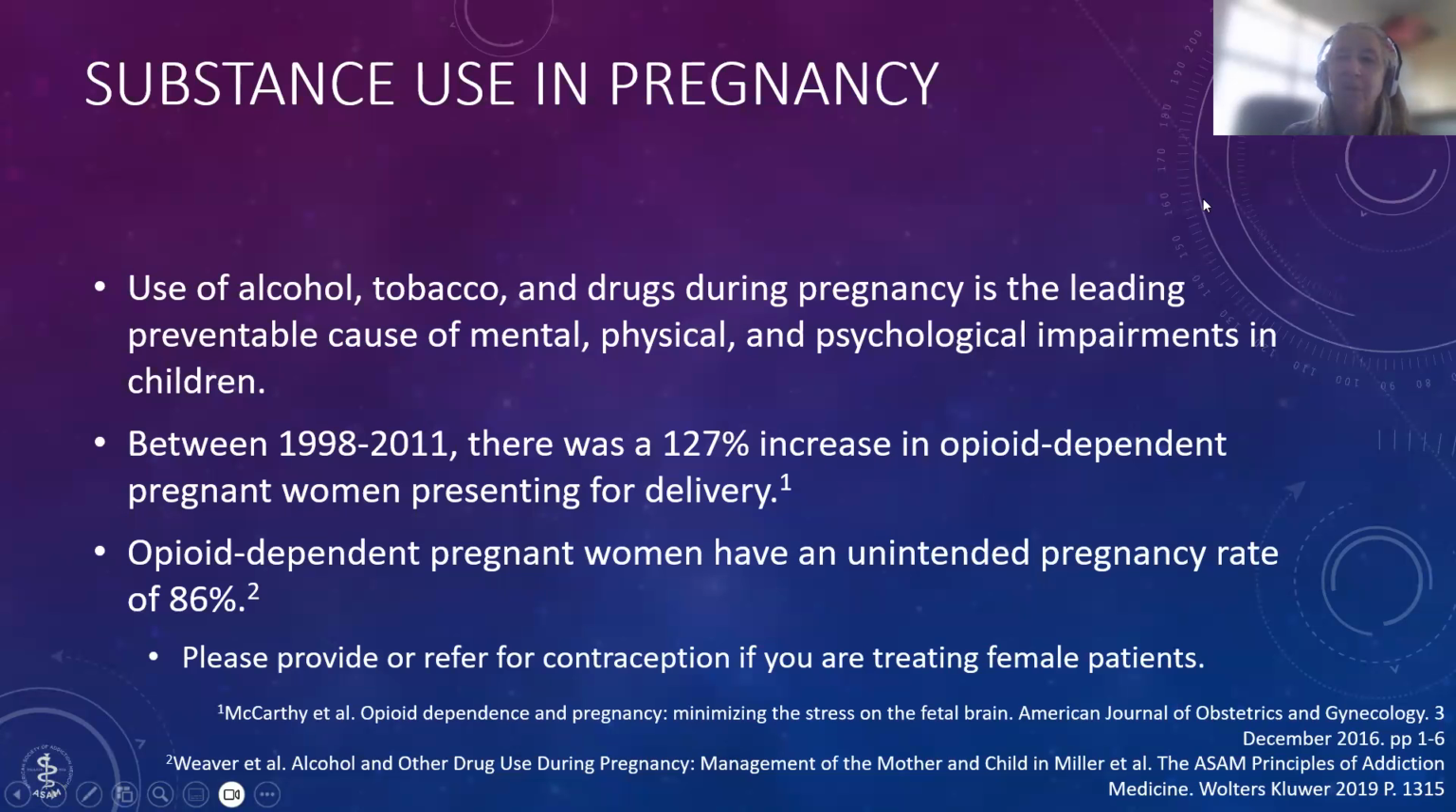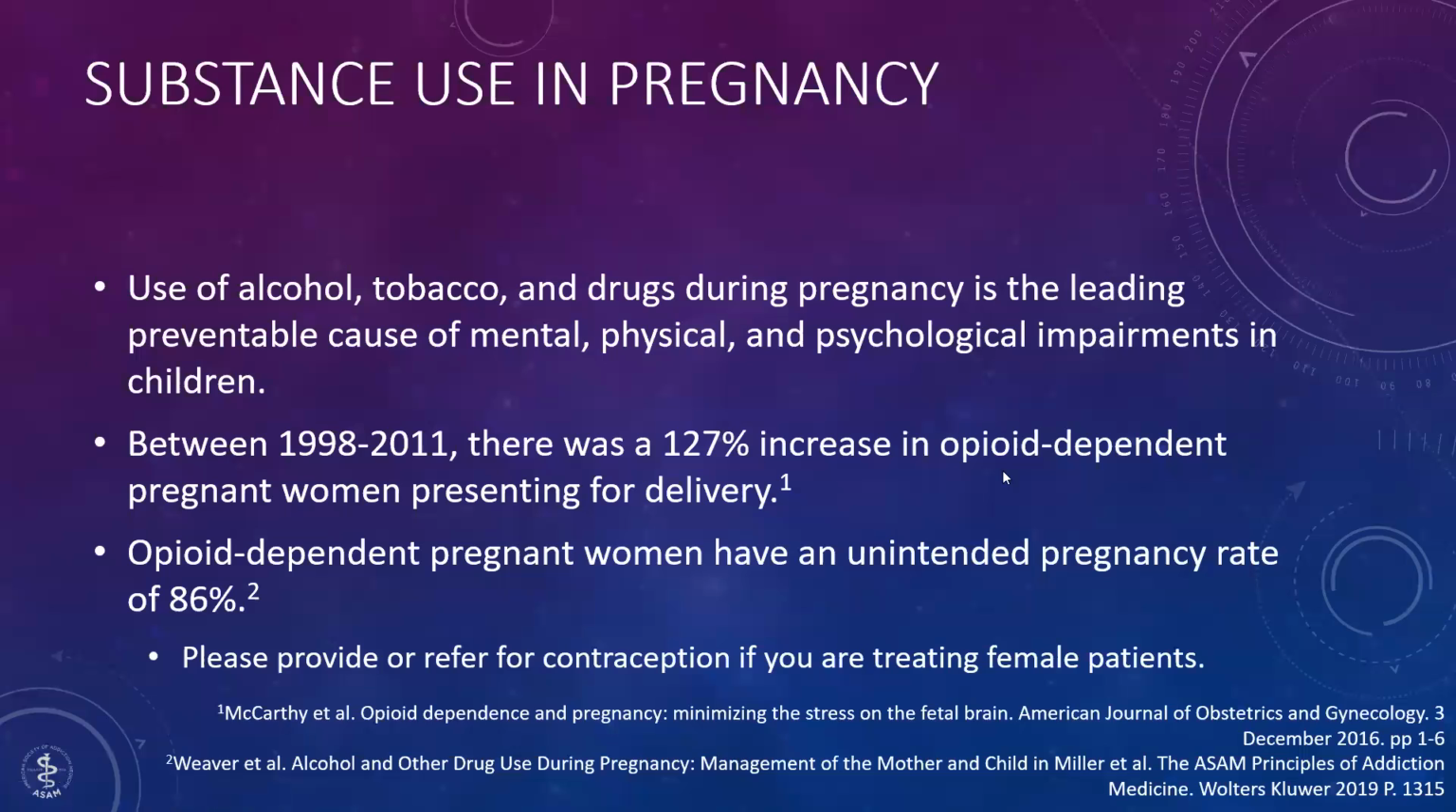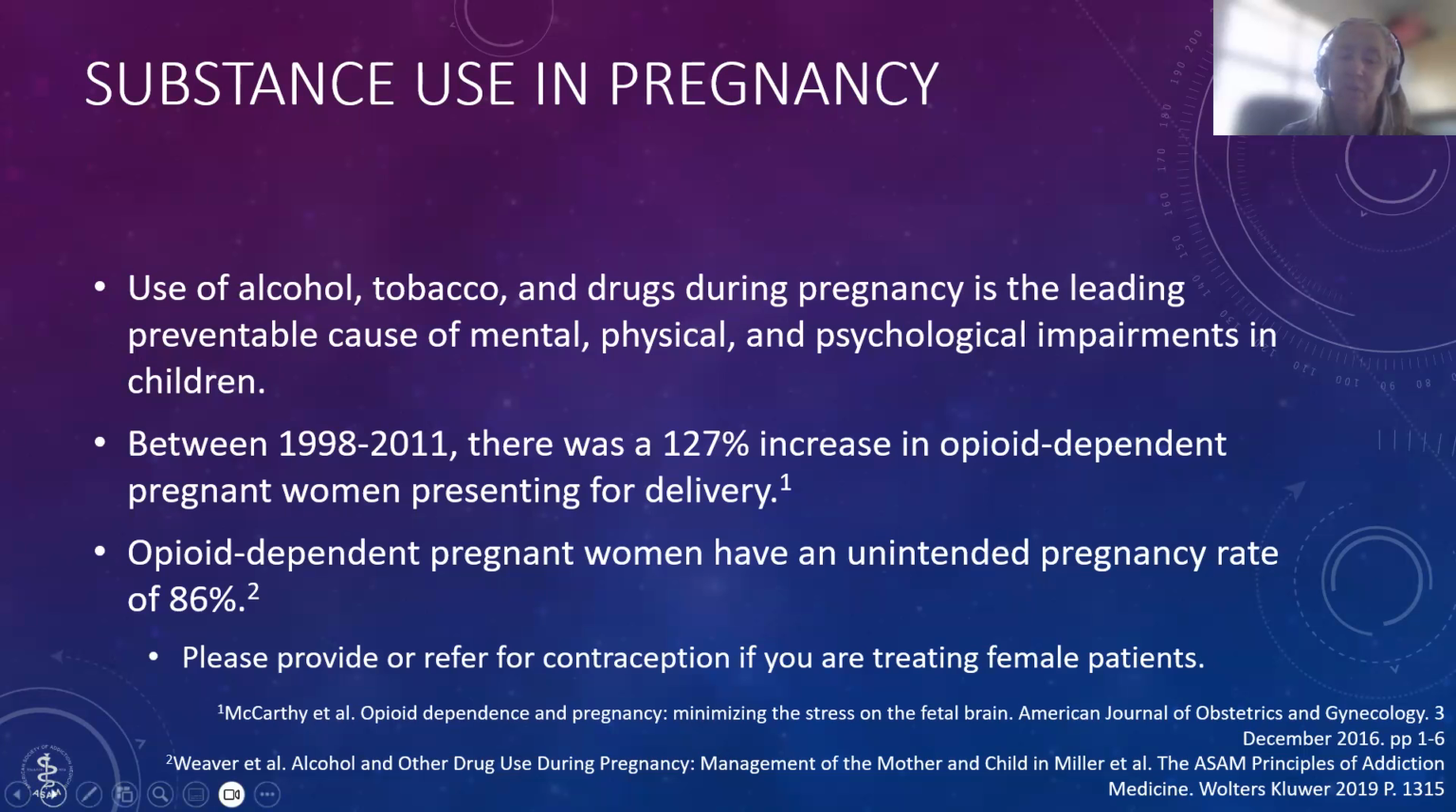And opioid-dependent pregnant women have an unintended pregnancy rate of 86%. So if you are treating patients who can get pregnant, you want to provide contraception or refer for contraception if you're not comfortable doing that. But please make sure that these patients get on contraception if they do not want to get pregnant.